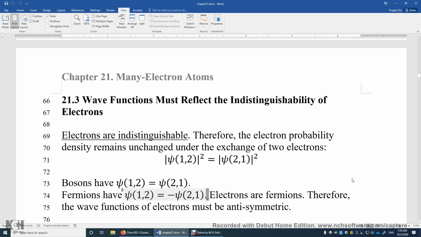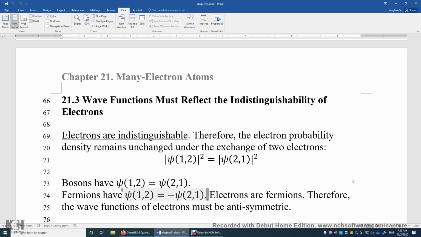Section 21.3. Wave functions must reflect the indistinguishability of electrons. In short, electrons are indistinguishable. Imagine you are looking at a water molecule. It contains 10 electrons. Let's label these 10 electrons, and then randomly I swap electron 8 and electron 2. You will not be able to tell the difference. So again, in short, electrons are indistinguishable.